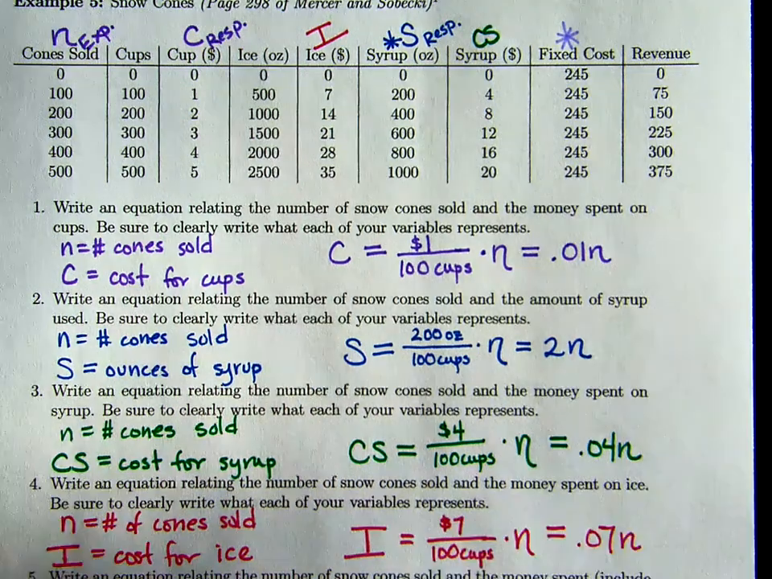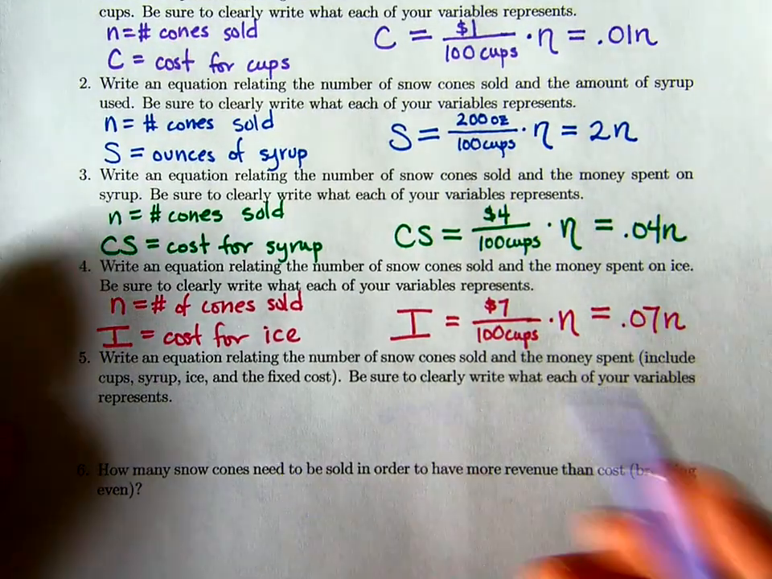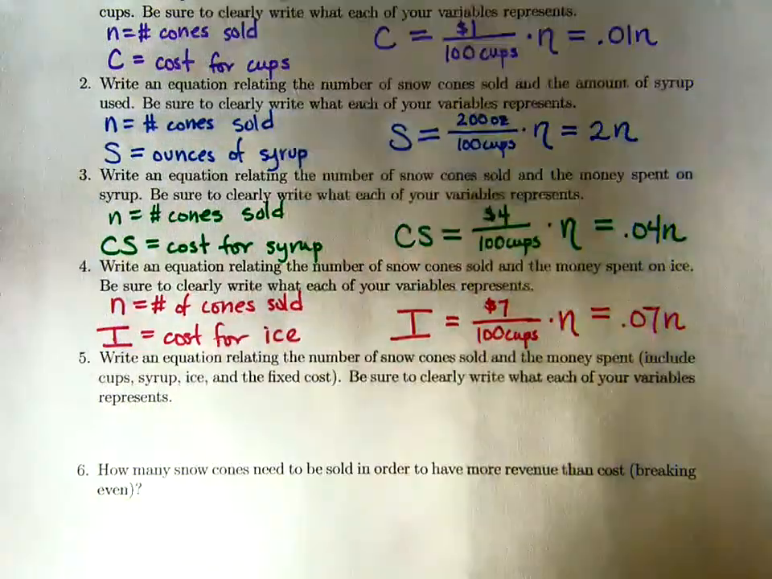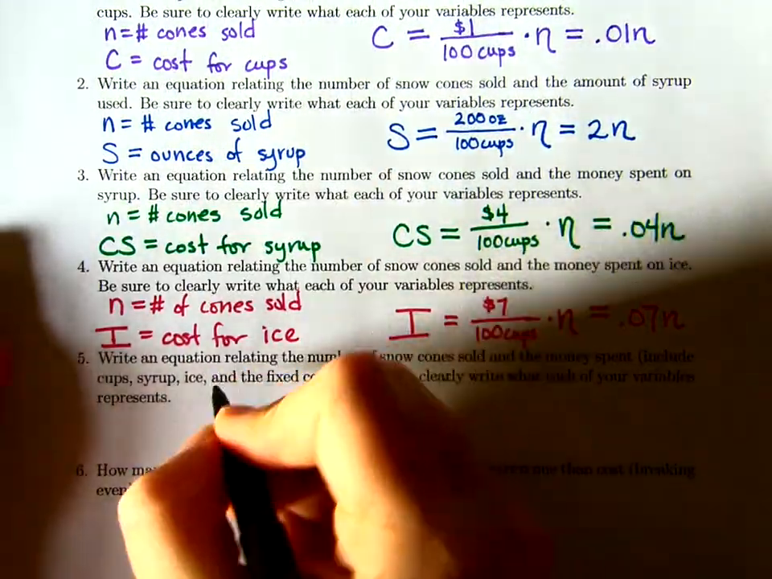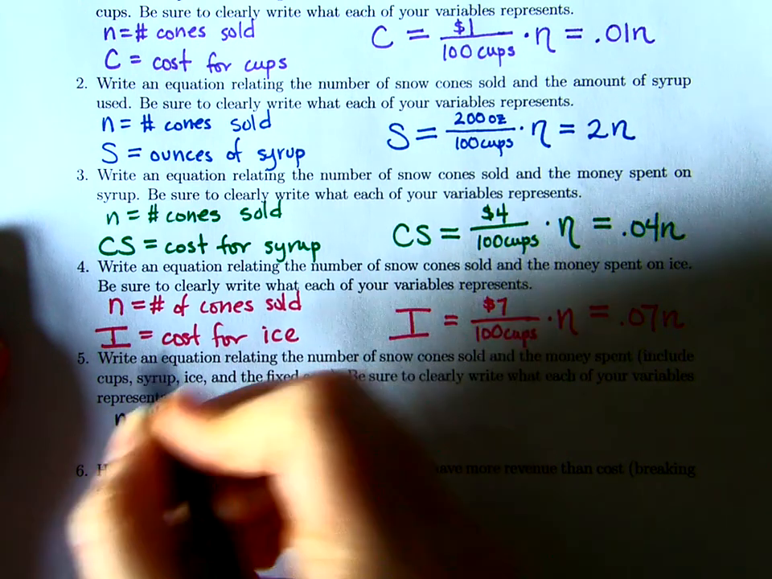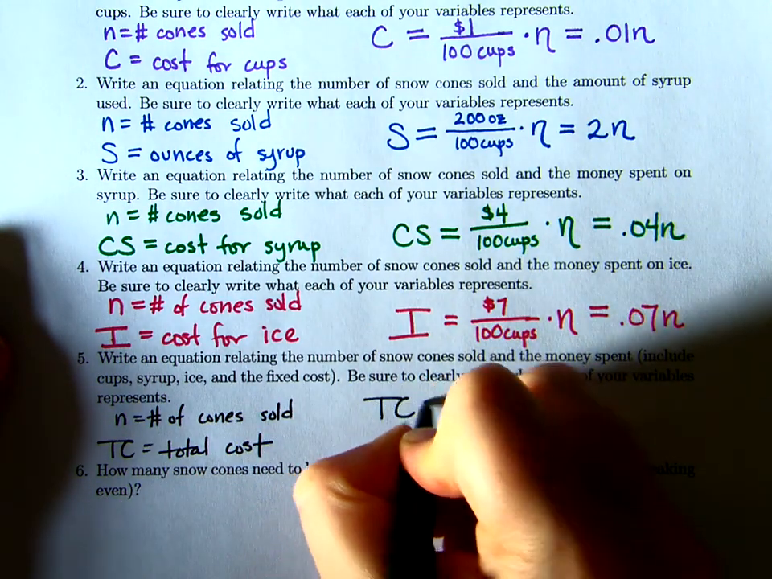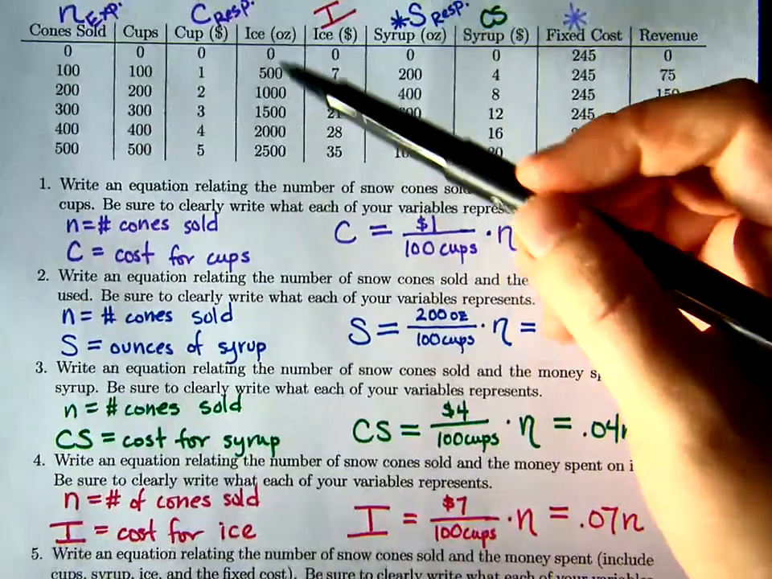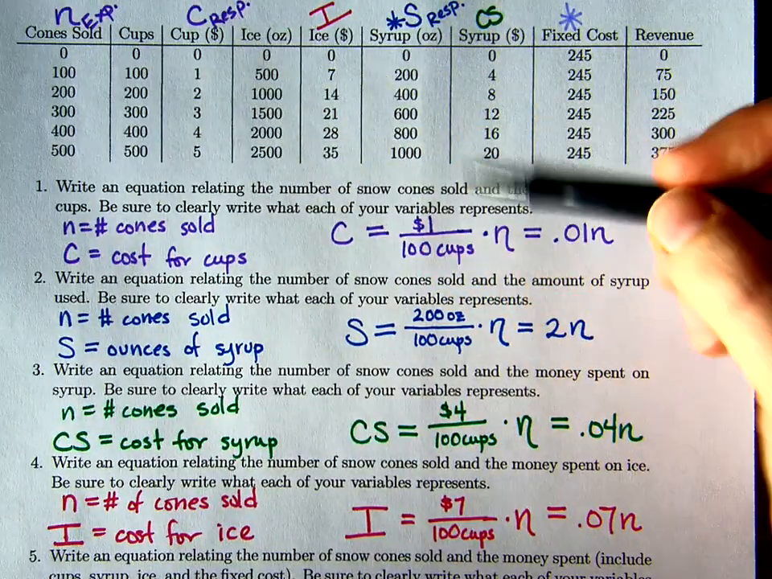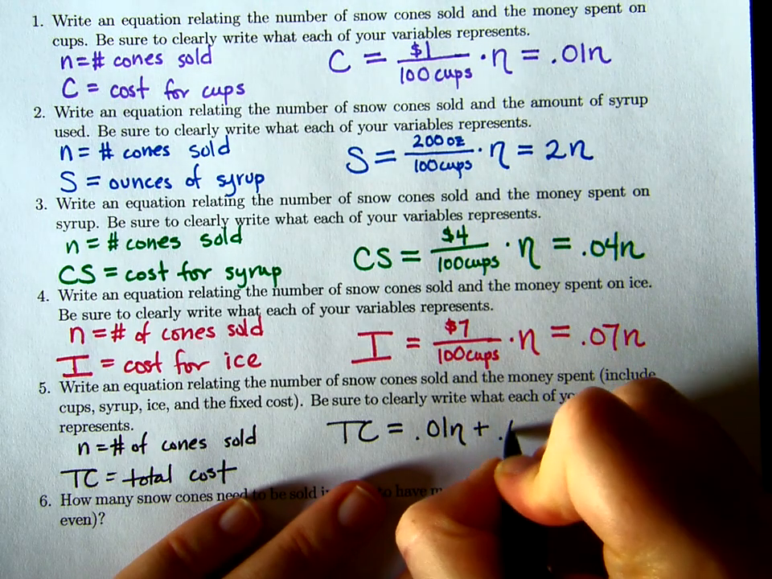Right. Okay, so we are going to need to include the cost for cups. Let's call this TC for total cost. Let's go N equals number of snow cones sold. TC equals total cost. Okay, well, we have a cup cost. That is a penny for each, so 0.01 N. We've got an ice cost. We found that. That was 7 cents a pop, 0.07 N.